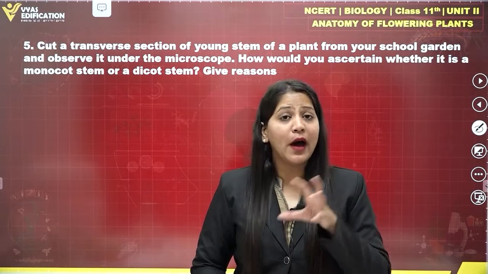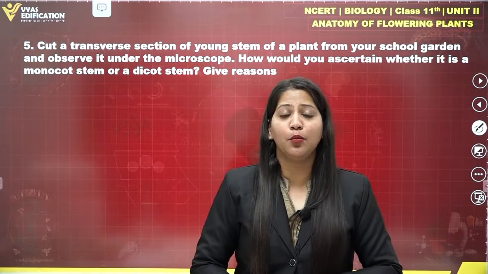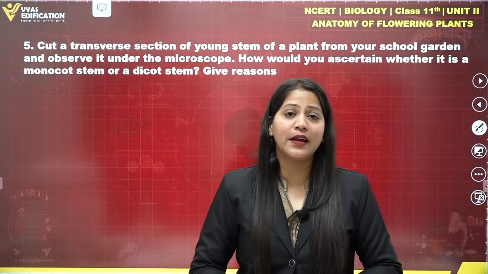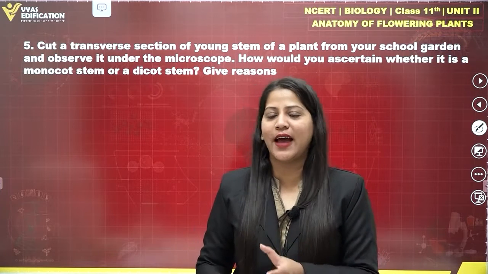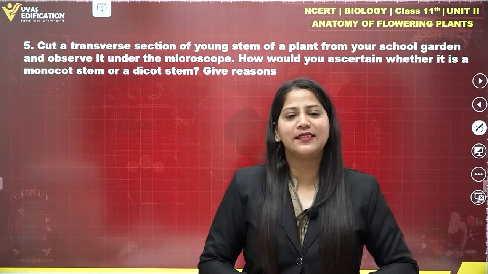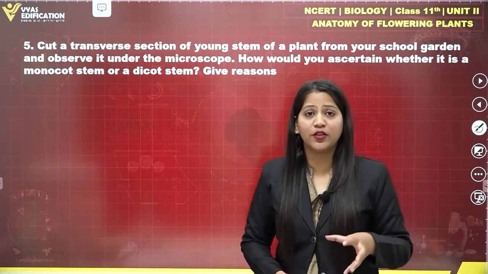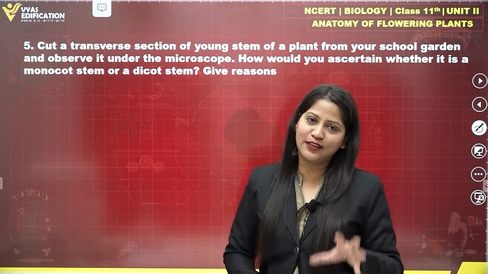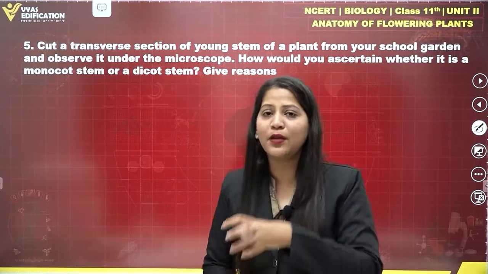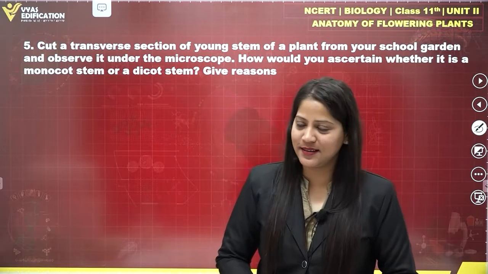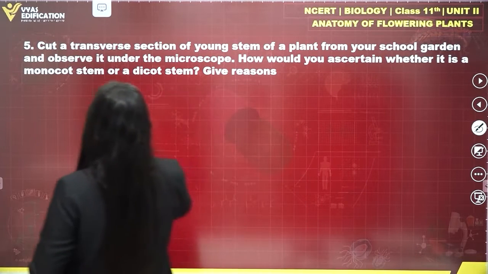Also, the vascular bundles in monocot stem are arranged in a scattered manner. They are not arranged in a fixed pattern just like dicot stem. All these are the characteristics by which we can clearly identify whether the sample of stem we have taken is dicot stem or monocot stem. So let's write the answer for this question.